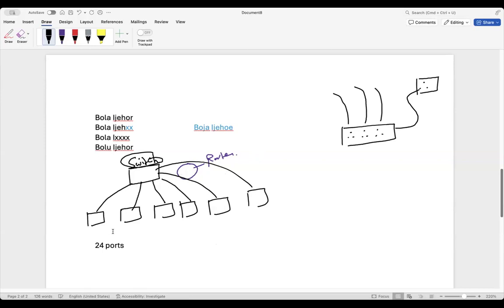Now, I can have 24 devices connected. But what if I have more than 24 devices? What do I do?